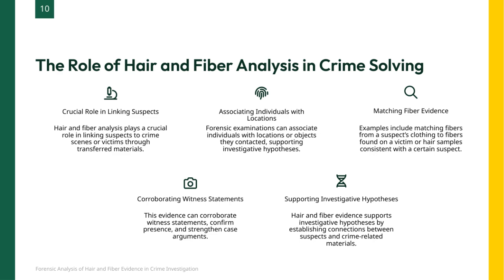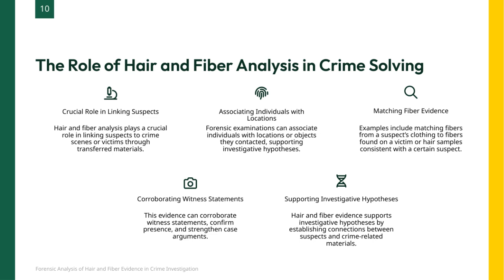For example, fibers from a suspect's clothing might match those found on a victim, or hair samples can be consistent with a specific person. This type of evidence is especially useful in corroborating witness statements, confirming a suspect's presence, and strengthening the arguments in a case. Ultimately, hair and fiber analysis helps build a clearer picture by establishing important connections between suspects and the evidence found at the crime scene.